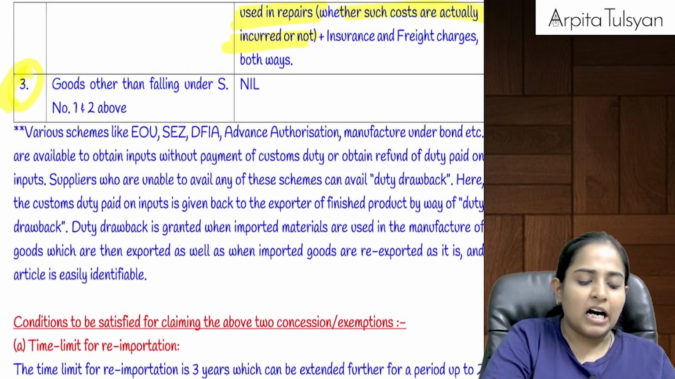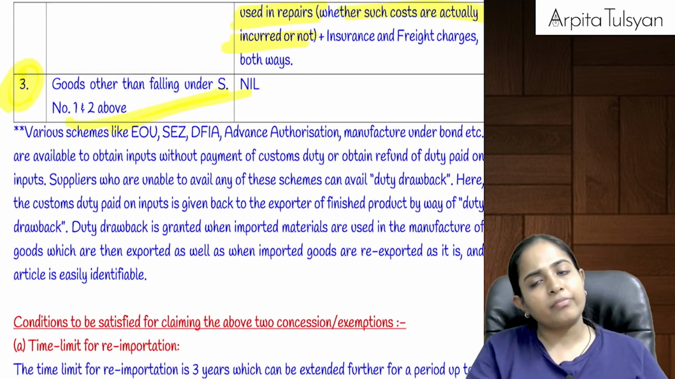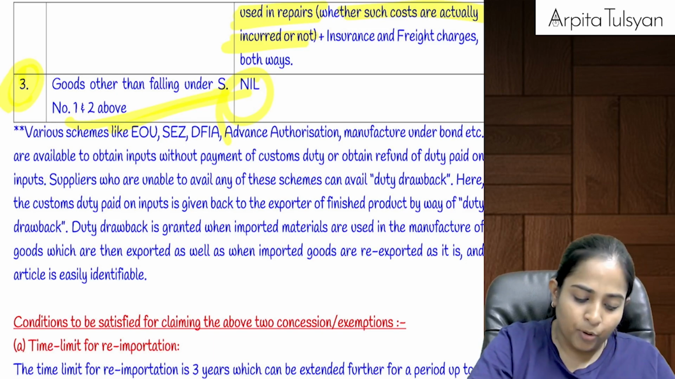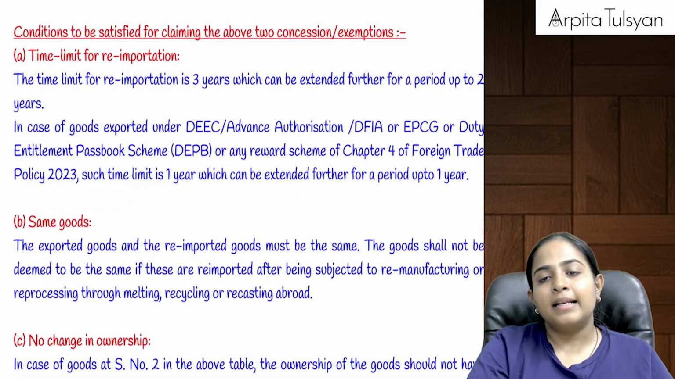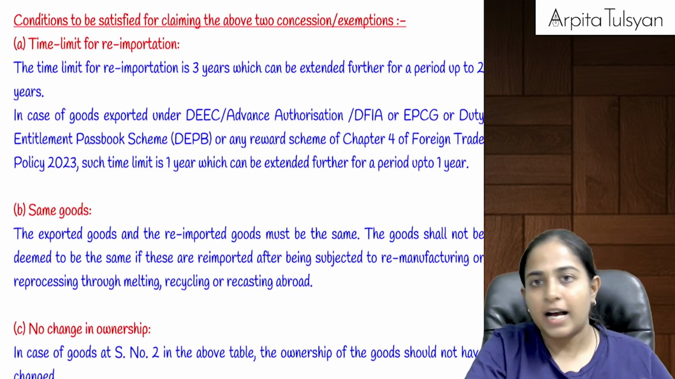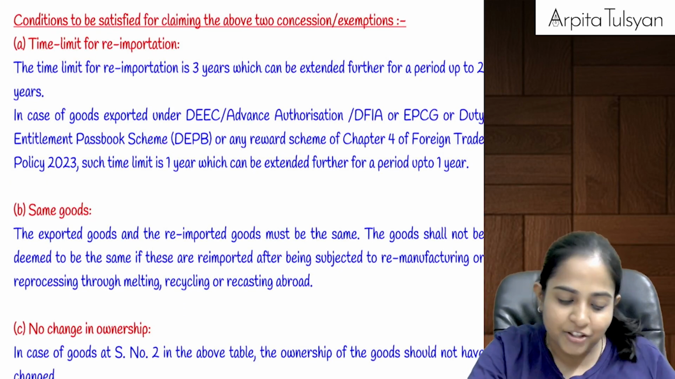And in any other case, they are telling that nil, nothing is required to be paid at the time of re-importation. Are you clear with this? But now all these above concessions are available to us only if certain conditions are fulfilled. What are those conditions? Let's try to understand.